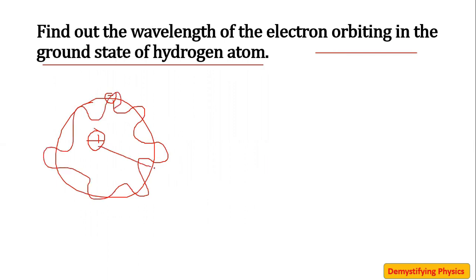Suppose the radius is r, I can say that 2 pi r is equal to n lambda. 2 pi r is the circumference of the orbit. It is equal to some integral multiple of lambda. It is some wave associated, so much numerical value of wave. How many waves? 4 waves, 5 waves, so n lambda. Now put the values here and you will be able to find lambda.